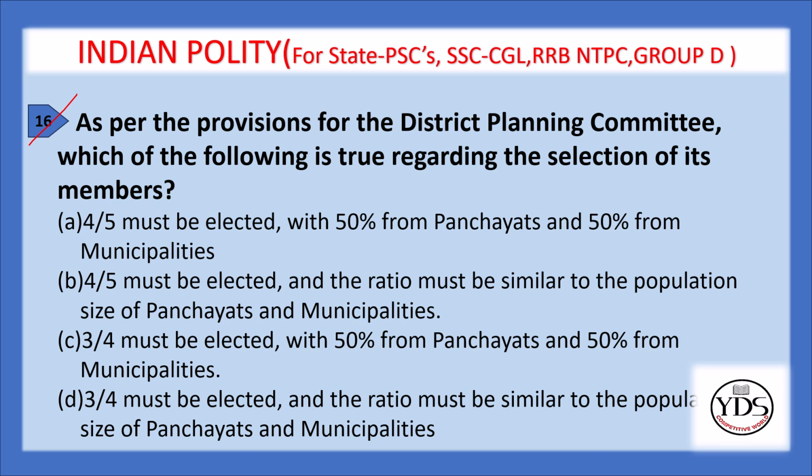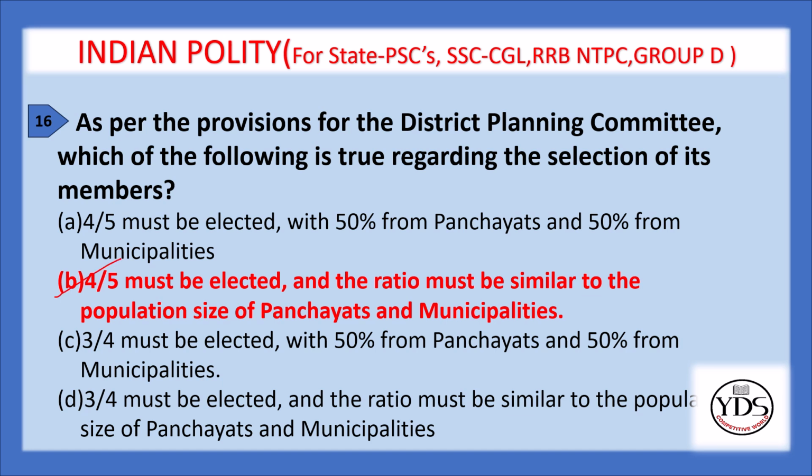16th question. As per the provisions for the district planning committee, which of the following is true regarding the selection of its members? Option A. 4/5 must be elected with 50% from panchayats and 50% from municipalities. Option B. 4/5 must be elected and the ratio must be similar to the population size of panchayats and municipalities. Option C. 3/4 must be elected with 50% from panchayats and 50% from municipalities. Option D. 3/4 must be elected and the ratio must be similar to the population size of panchayats and municipalities. Option B is the correct answer.